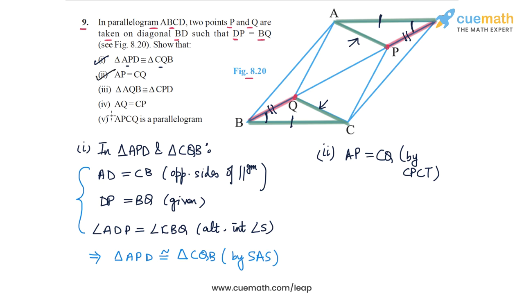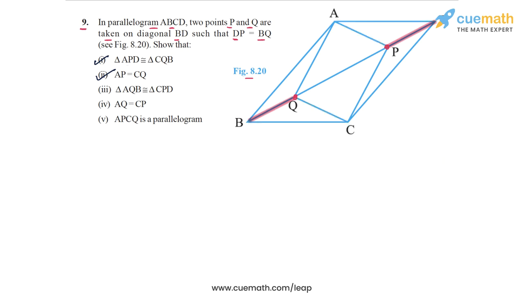Now let's go to the third part. So in part 3, we have to prove that triangle AQB is congruent to triangle CPD. So let me highlight these two triangles for you once again. So triangle AQB is AQB, this triangle that you see here on the left side, and triangle CPD would be CPD, this triangle that you see here. And we have to show that these two triangles are congruent. So let's compare these two triangles now.